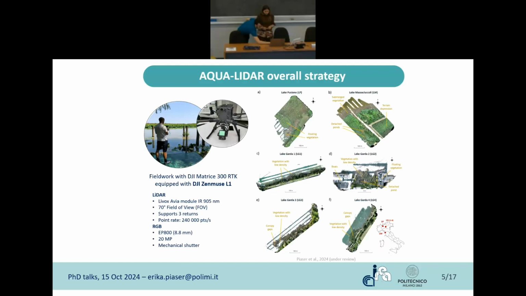And here you can see six study areas in which we performed flights under different and also challenging conditions, because we have, for example, floating vegetation and submerged vegetation. Some of them have terrain depressions, such as Lake Massaciuccoli, or detached points. Basically, most of them are natural environments, but we also have some man-made environments, such as, for example, Lake Garda in Site 2, a site in which we have boats, docks, and piers. Everything could be challenging for the three-dimensional digital surface model reconstruction.